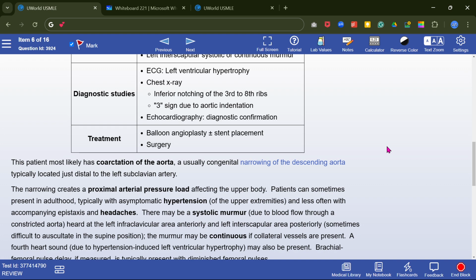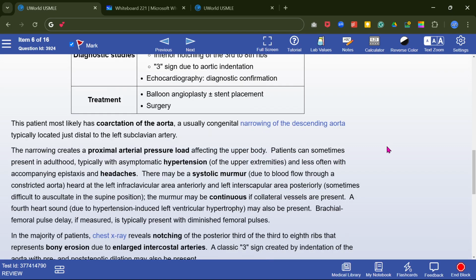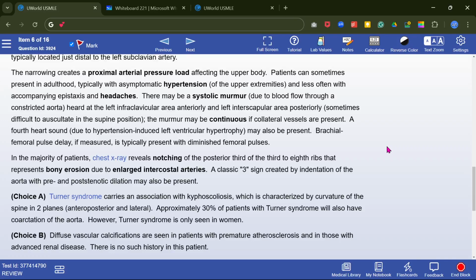A fourth heart sound due to hypertension-induced left ventricular hypertrophy may be present. Brachial-femoral pulse delay, if measured, is typically present with diminished femoral pulse. In the majority of patients, chest X-ray reveals notching of the posterior third to eighth ribs, which represents bone erosion due to enlarged intercostal arteries. The classic three sign is created by indentation of the aorta and pre- and post-stenotic dilatation.